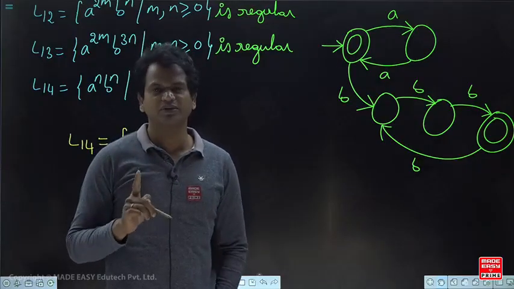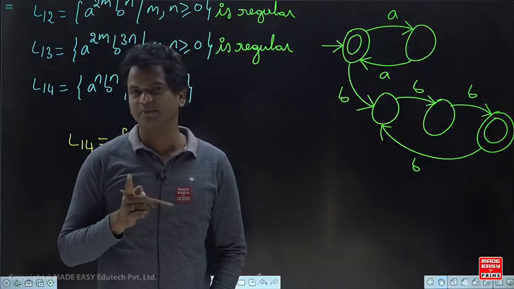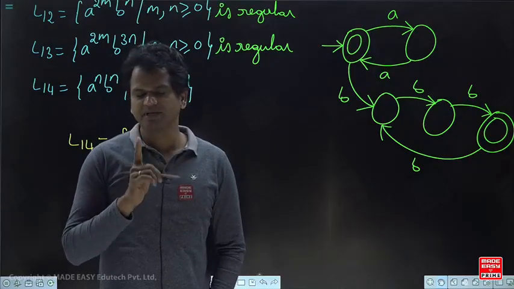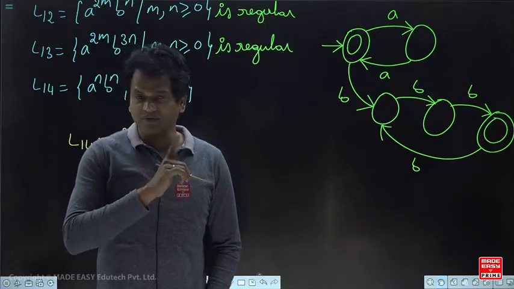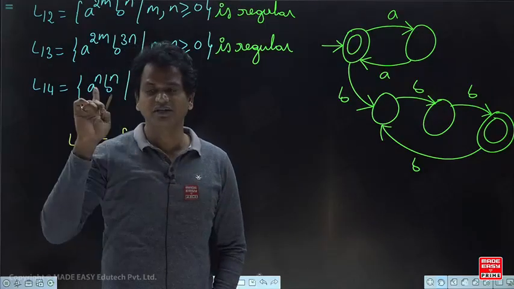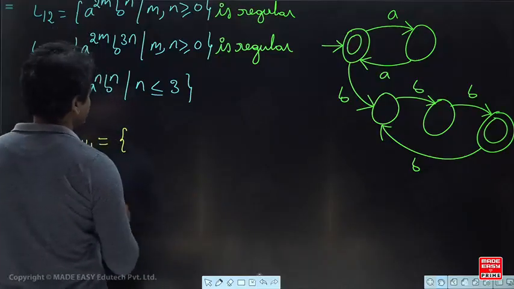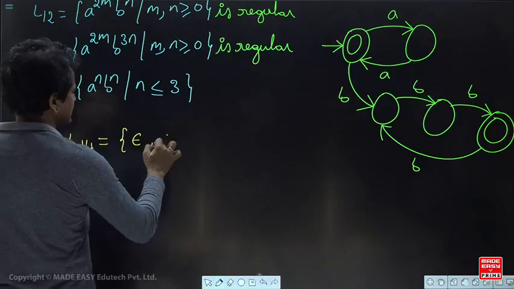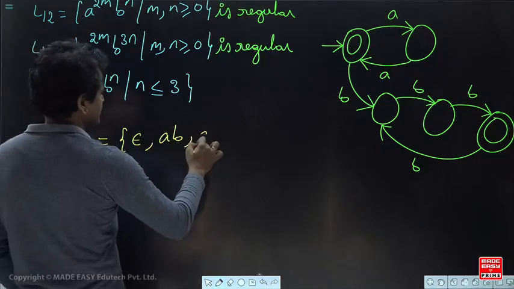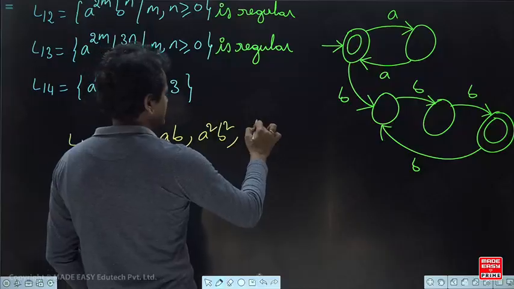On day one I told you, in w power n, the power of a string must be minimum 0. It is an integer, a positive integer. So it can be 0 also, it can be any number. It cannot be negative. So a power 0, b power 0 is epsilon. a power 1, b power 1. a power 2, b power 2, a power 3, b power 3.